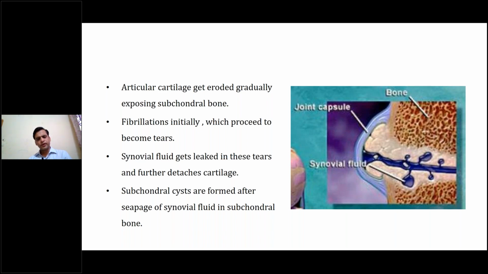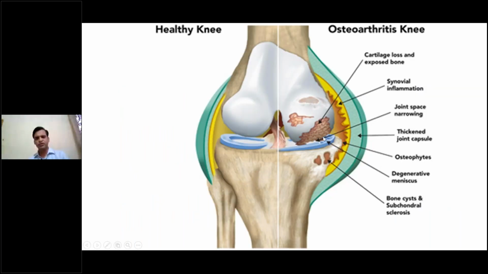So a patient with osteoarthritis will have cartilage loss with exposure of the underlying bone. There will be synovial inflammation. Joint space will also decrease since there is cartilage loss and the surrounding meniscus is also damaged. At the edges, there will be formation of osteophyte, and there will be subchondral cyst and sclerosis.